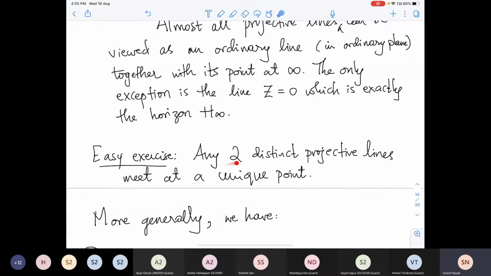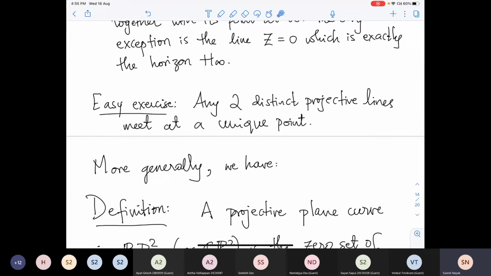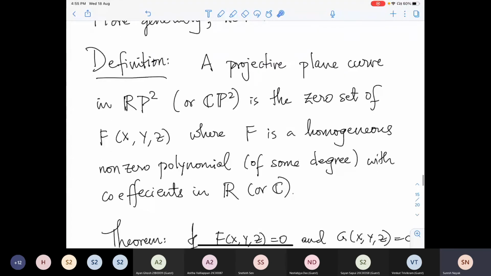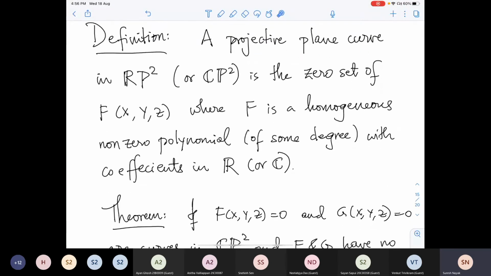So an easy exercise, based on what we have accomplished, is that any two distinct projective lines meet at a unique point. So no exceptions whatsoever. In the ordinary plane, you have to make an exception, say two non-parallel lines. Now that distinction can be removed, and so any two distinct lines intersect. More generally, instead of lines, I can look at a plane curve. A projective plane curve in RP2 or CP2 is a zero set of a polynomial f, where f(x,y,z) is homogeneous. We will always work with homogeneous polynomials when we are dealing with projective space: a homogeneous non-zero polynomial of some particular degree, the degree will vary, with coefficients coming from R or C.